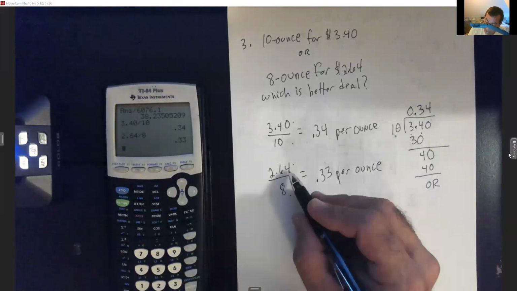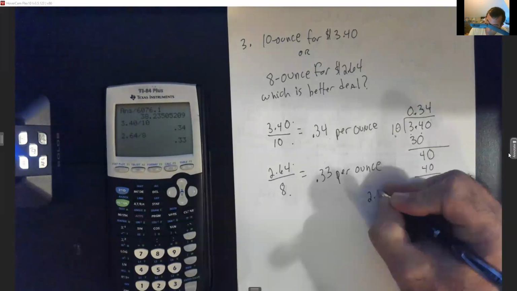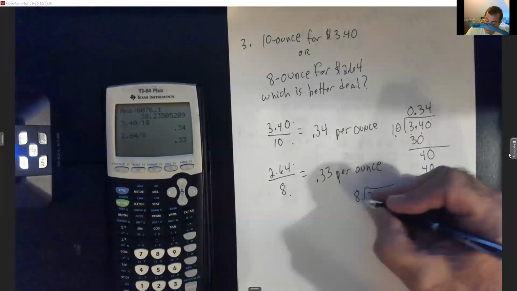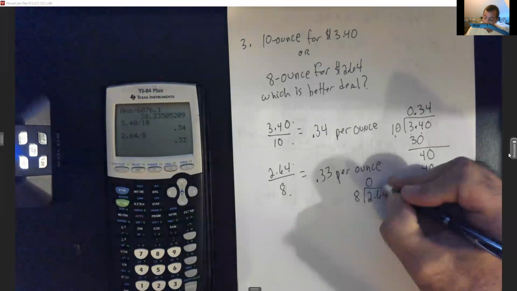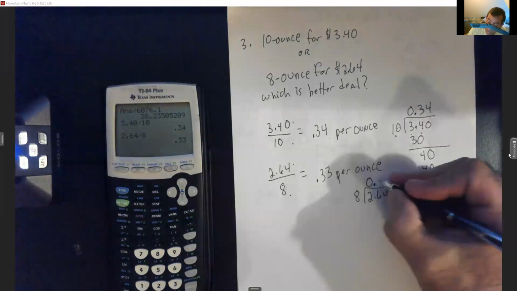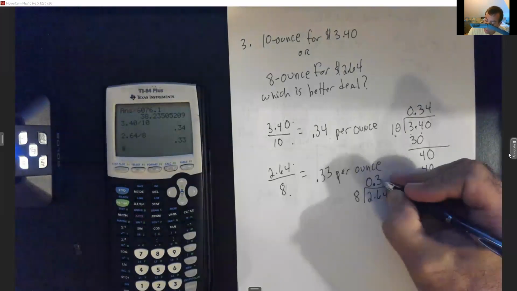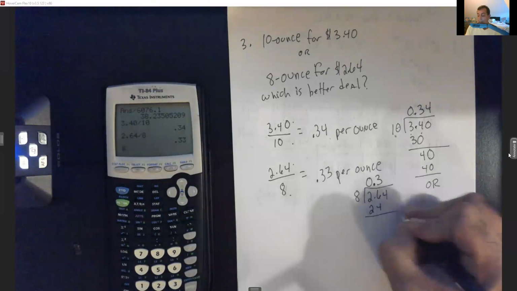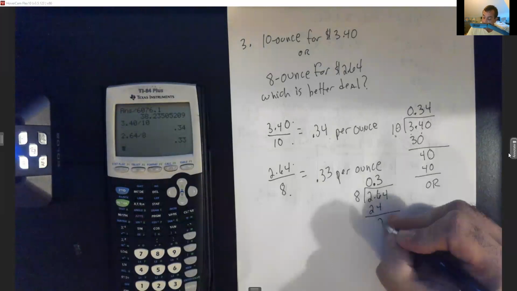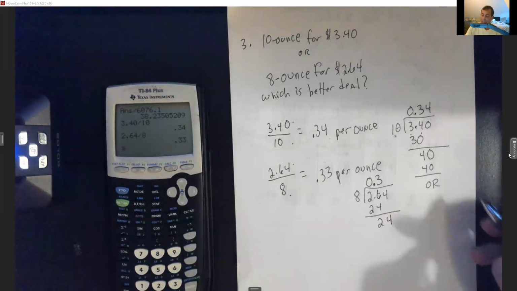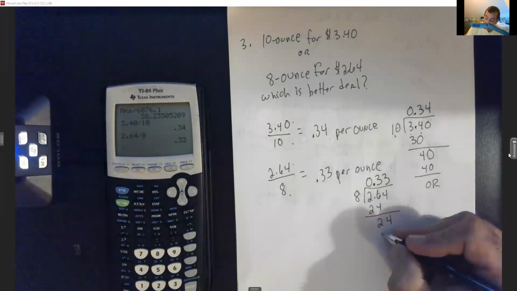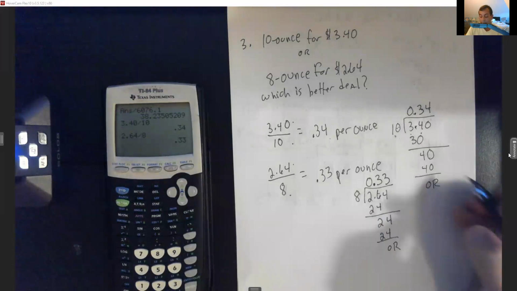And then the same thing here, you would do 2.64 divided by 8. So 8 don't go into 2, so that'd be a 0. And remember to put that decimal. So then you say, well, 8 goes into 26. 8 will go into 26 3 times. So 3 times 8 is 24. All right, then you subtract 24 from 26, which is 2. Bring down that last 4. And then here we go. 8 goes into 24 3 times. 3 times 8 is 24. 0 remainder. So that's how they got to 33.